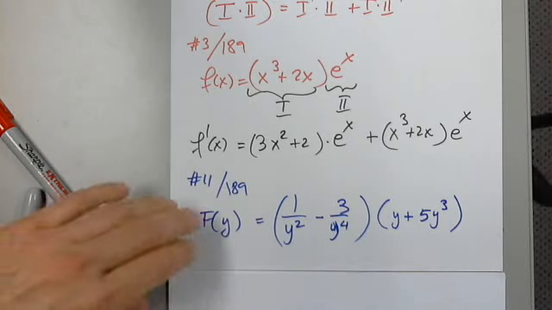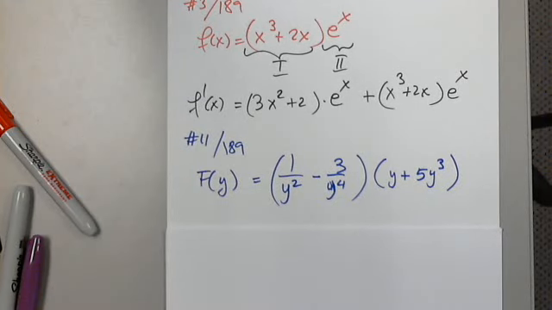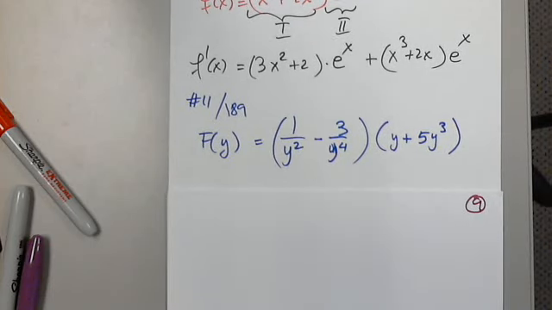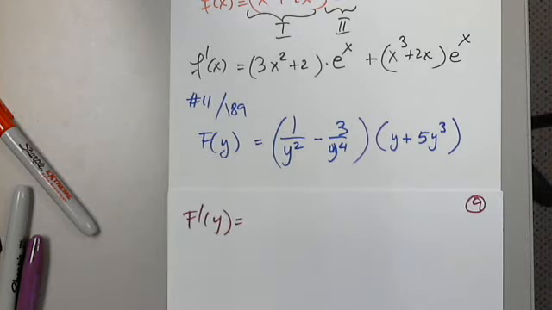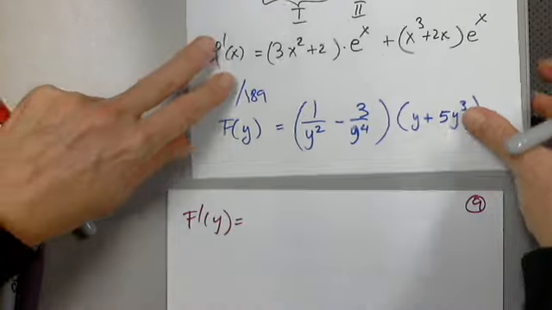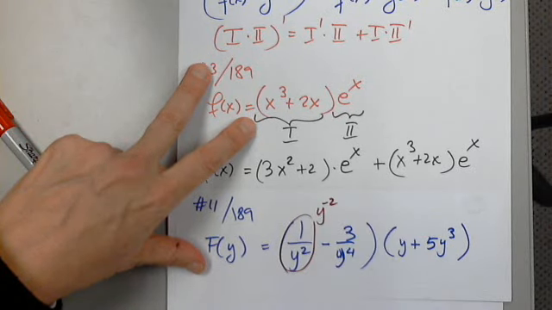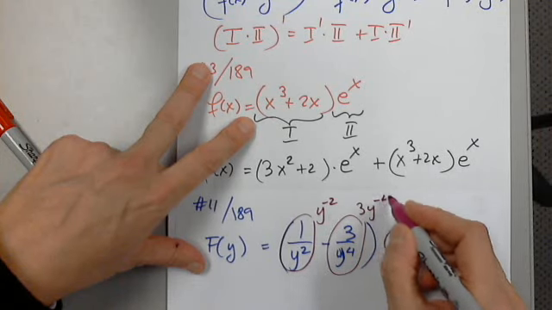Now, if you want to practice the product rule, we should use the product rule. But I will not use the product rule on this particular problem myself. But it's up to you. I'll let you decide. You want to simplify or you want to use the product rule? Okay, perfect. So f prime of y. Even if I use the product rule, I will still replace this by y to negative 2. I will still replace this by 3y to negative 4.